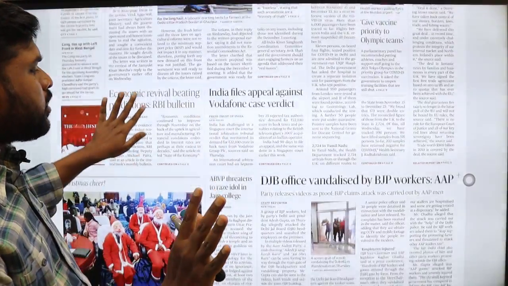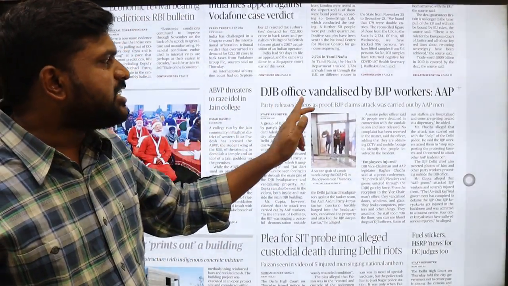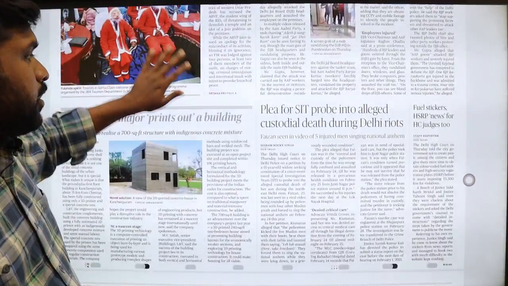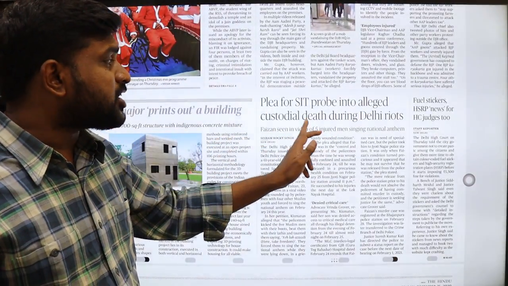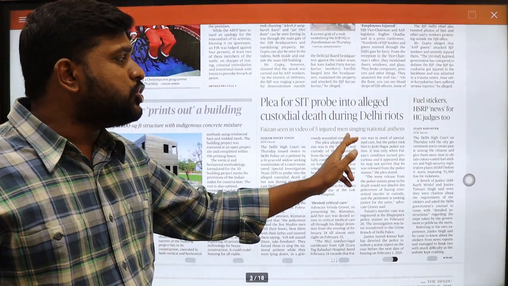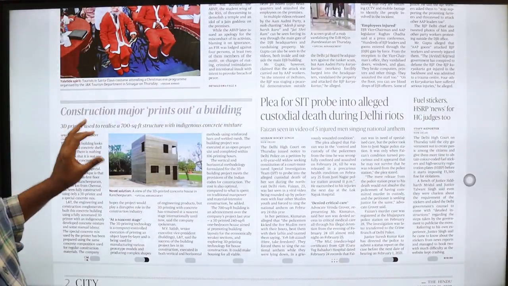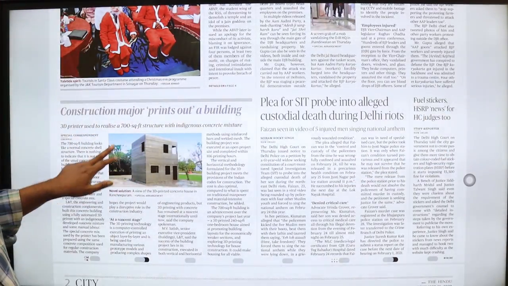So how many articles did you get now? 3. ABVP returns, not required. DJP office, not at all required. Plea for SIT probe into alleged custodial death during Delhi riots. Faizan seen in video of 5 injured men singing national anthem. Not required. Fuel stickers. Construction major printouts of the building.